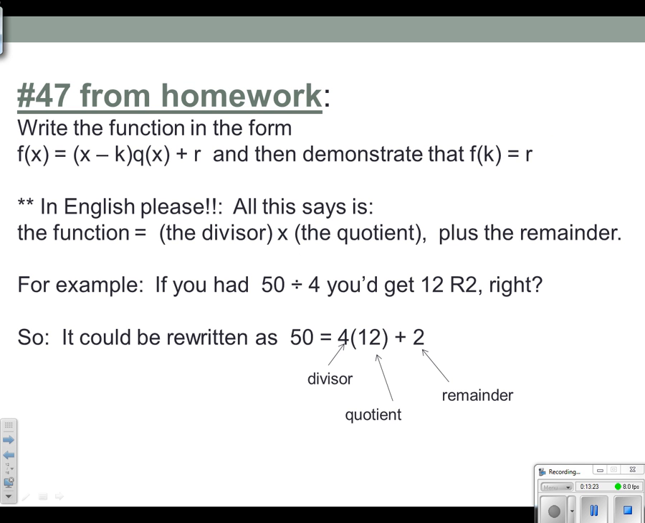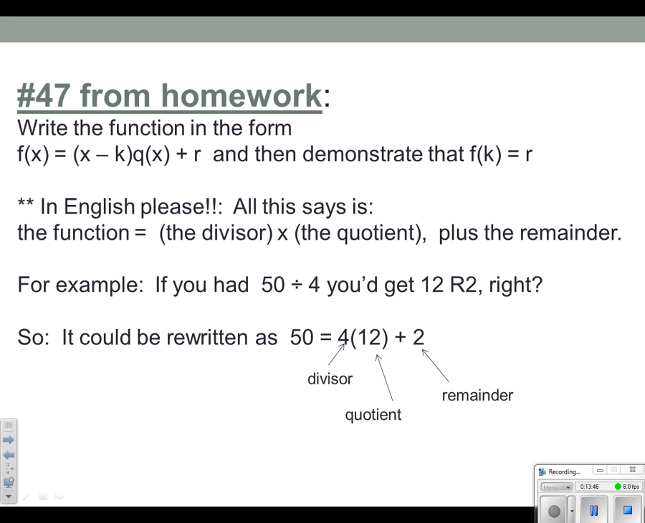Okay, this number 47 is one that I pulled from the homework, and it talks about the remainder in a problem, but I found it really confusing. There were directions in this section that said write the function in the form f of x is equal to x minus k times q of x plus r. All right, so in English, please.